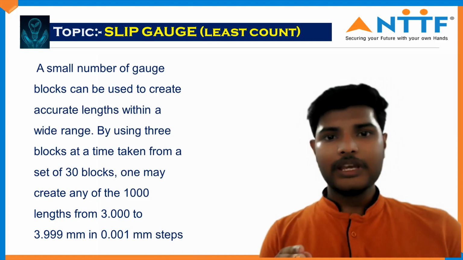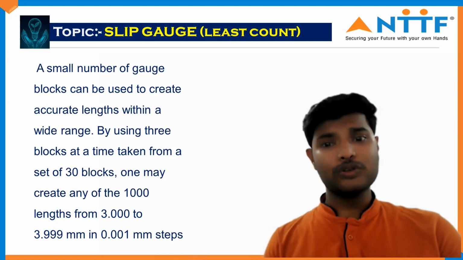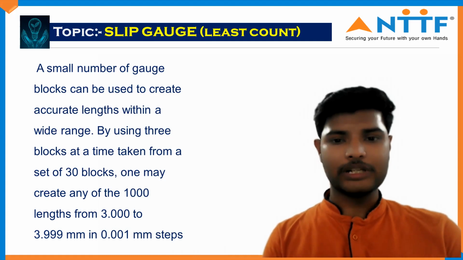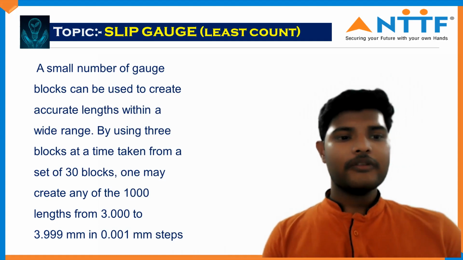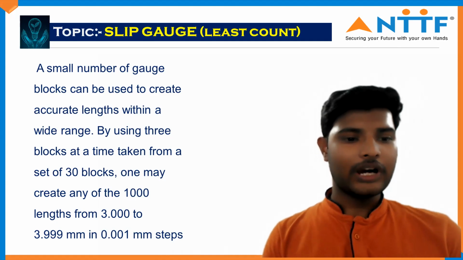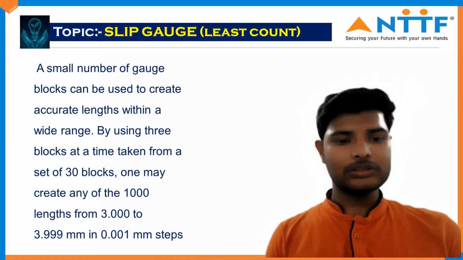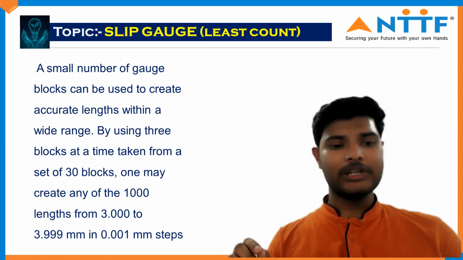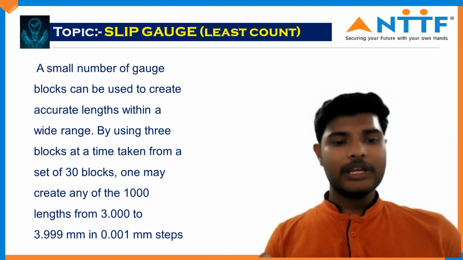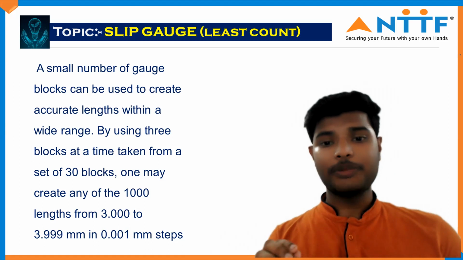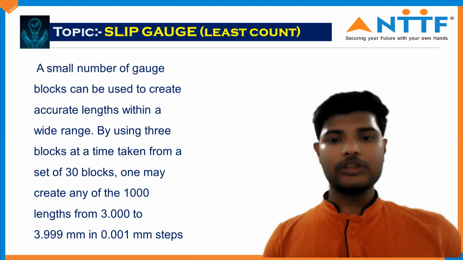It is used for creating accurate length. As I said, it is a precise measuring instrument. With a wide range, by using three of these blocks, we could make about 30 sets of blocks, creating thousandth lengths from 3.00 mm to 3.99 mm in 0.001 mm steps. So this shows the precision of this instrument, as you have seen here.